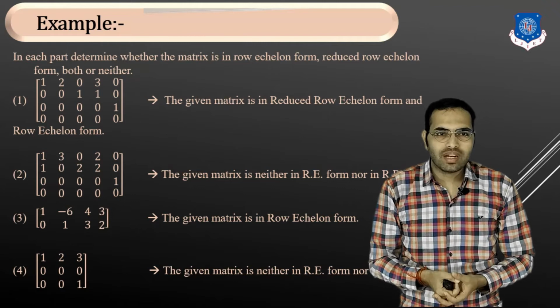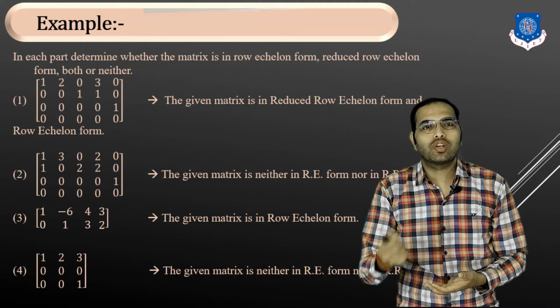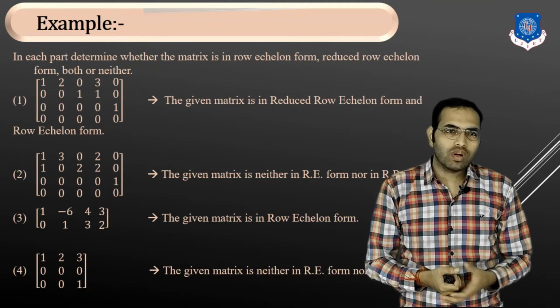Let's see the third example: 1 -6 4 3, 0 1 3 2. This is row echelon form.